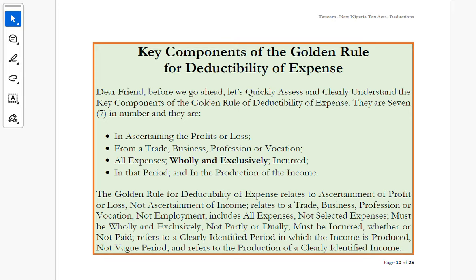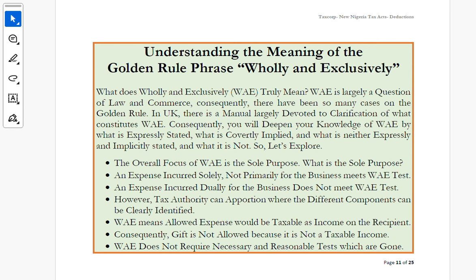It includes all expenses, not selected expenses or a few expenses. Must be wholly and exclusively, not partly or dually. Must be incurred, whether or not paid. Refers to a clearly identified period in which the income is produced, not a vague period, and refers to the production of a clearly identified income.